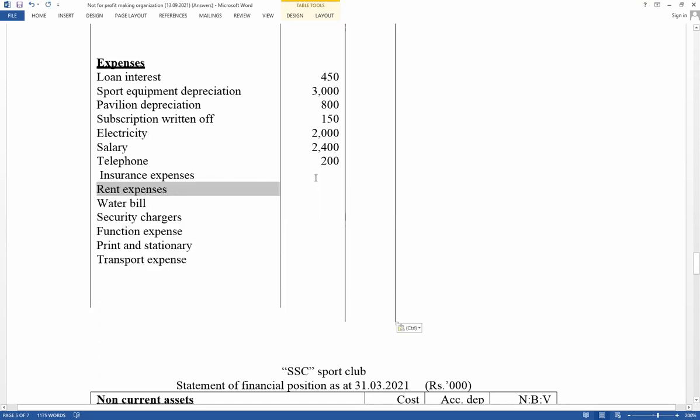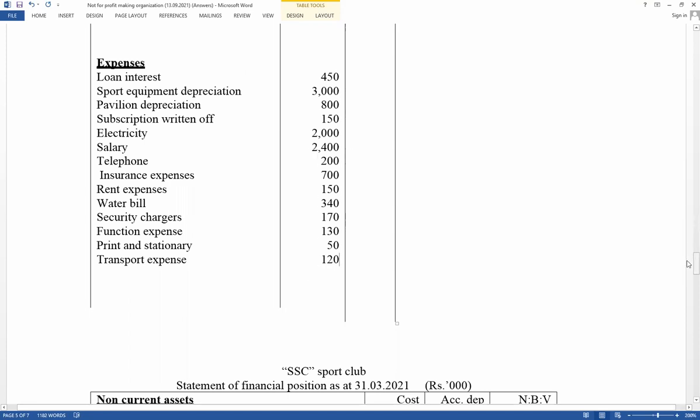Then take the value also, insurance expense. Insurance expense value equal 700. Rent expense value equal 150. Water bill value equal 340. Security charges 170. And functional expense 130. Next one, print and stationery 50. As well as transport expense 120. All the expense will be deducted.